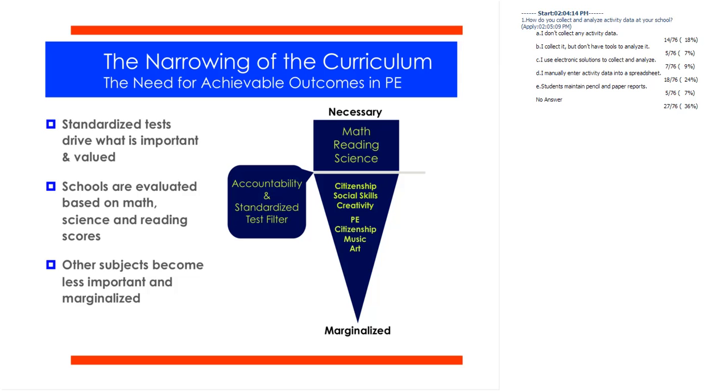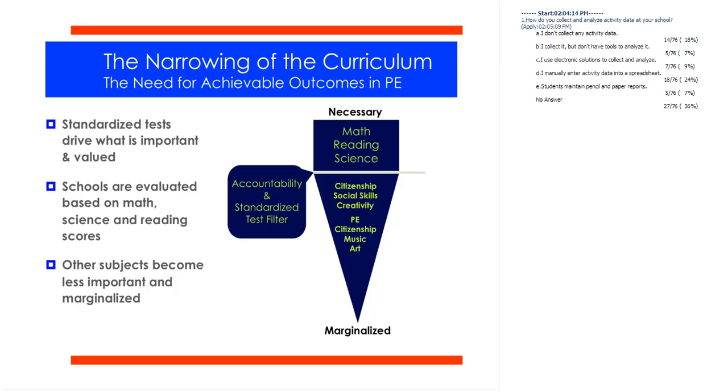And the reason I think that's so important, if you look at this slide on the narrowing of the curriculum and why we need achievable outcomes, take a look at math, reading, and science. They get all the money because they have a lot of outcome measures and a high level of accountability. You look below that test filter line, however, and you're looking at things like citizenship. Well, how do we measure it? Social skills, how do we measure it?